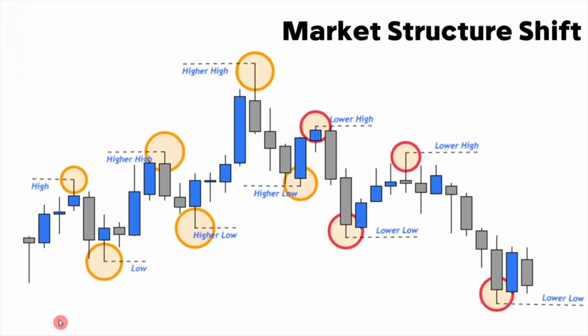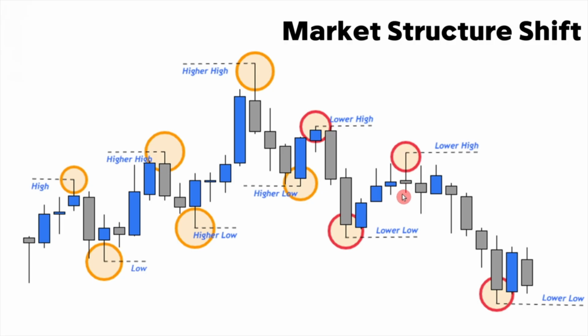The same logic applies in the opposite direction when shifting from bullish to bearish. If price stops making higher highs and instead breaks below a previous higher low, forming a lower low and then a lower high, that's your confirmation that structure has flipped downwards.